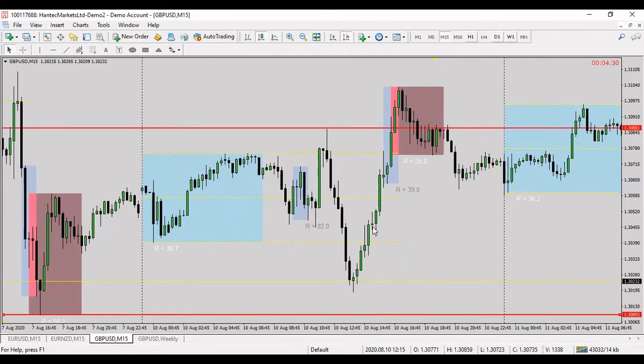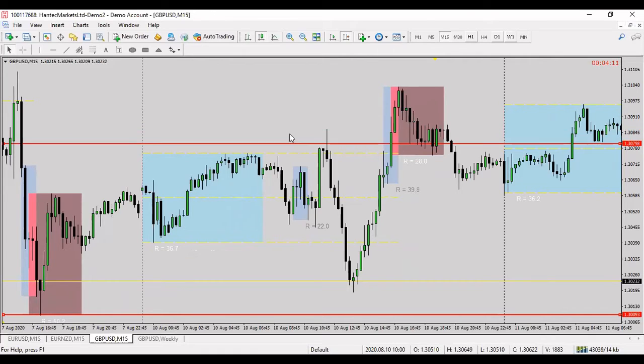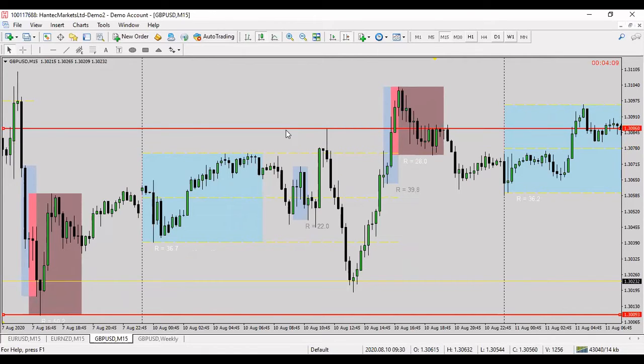So how would we have known exactly where to enter? This is natural support and resistance. But in order to know exactly where to enter, we would have used implied support and resistance. Remember what I mentioned on Friday's webinar. I said we have natural support and resistance and implied support and resistance. So we have identified the range using natural support and resistance. Then now we would have used implied support and resistance in order to get a good entry.